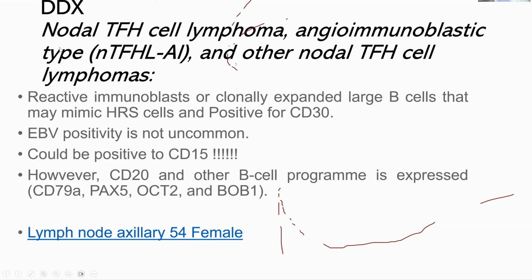Other diagnoses that can be mixed up with classic Hodgkin lymphoma are nodal T follicular helper T-cell lymphomas, either of the angioimmunoblastic type or other types. They can have lots of reactive B cells in the background, and they mimic RS cells. EBV positivity is not uncommon. It can be positive, especially in the angioimmunoblastic type, and can be positive for CD15. However, the larger cells are strongly positive for CD20 and other T-cell markers.